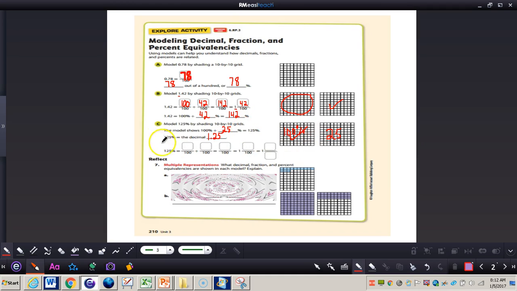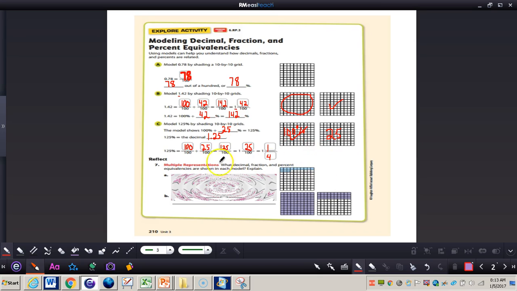Now we can see 125% equals 100 over 100, which represents 100 out of the 100 squares shaded in on this grid, plus 25 out of the 100 shaded in on my second grid. That's going to equal 125 hundredths, which equals 1 and, so this is the 1 whole, and 25 hundredths shaded in here. And then simplifying this, 1 and 25 hundredths is 1 and 1/4.